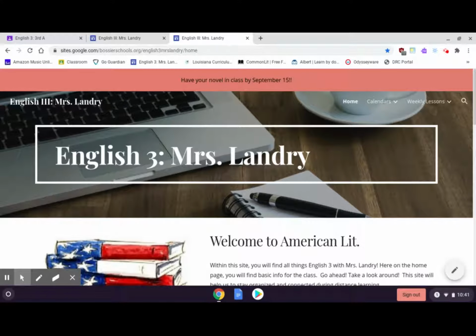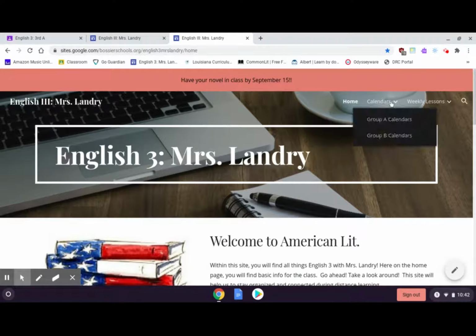Before we begin today, when you go to the site, you're going to notice up here there's a banner telling you your novel is due in class by September 15th. You must obtain this novel or your collection of short stories or play somehow. You cannot just check it out from the library because you are writing in this book. You cannot just use sticky notes. You have to write and highlight in this book.